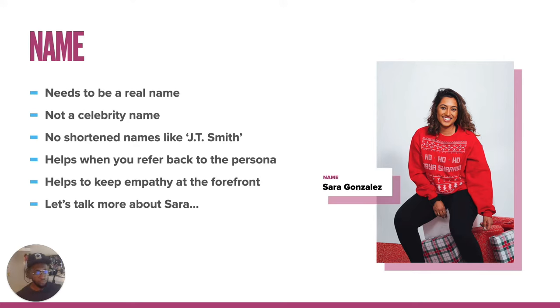So the name, it needs to be real. Don't use a celebrity name like Kim Kardashian. Don't use shortened names like JT Smith. What you want to do is actually use a real name. It's going to help you refer back to that persona. You're going to start saying things like, hey, Sarah should have done this, or if I was Sarah, X, Y, and Z, right? So you want to make sure that you are talking about an actual person that you can refer back to. It helps keep empathy at the forefront, all right?